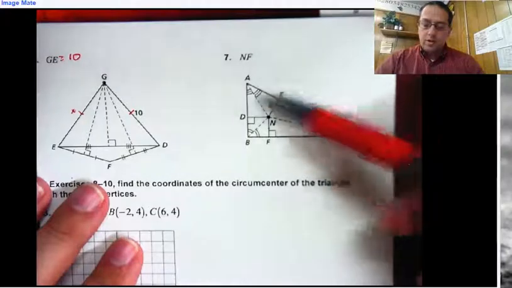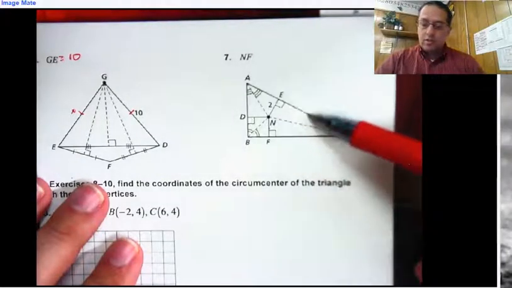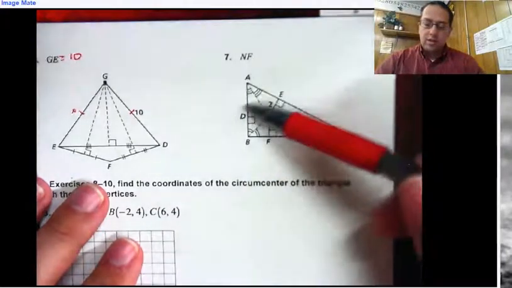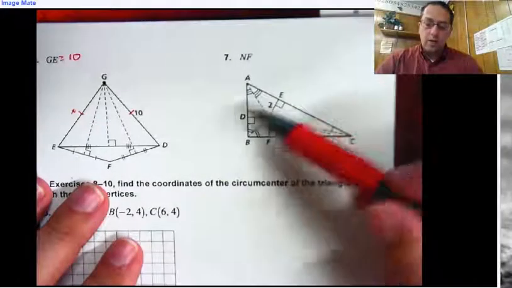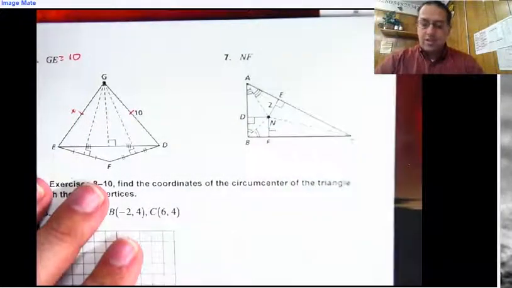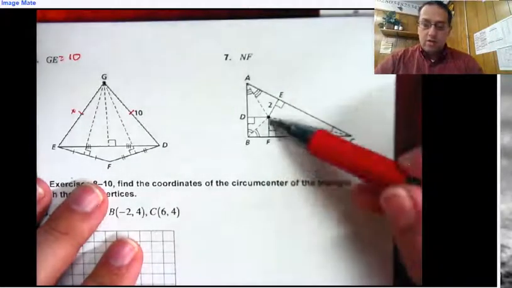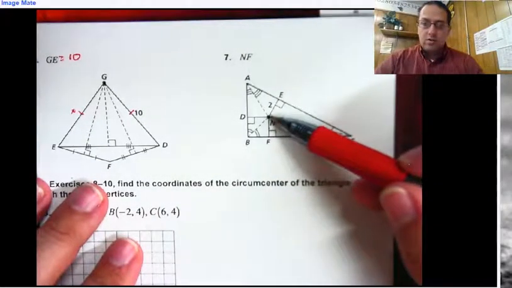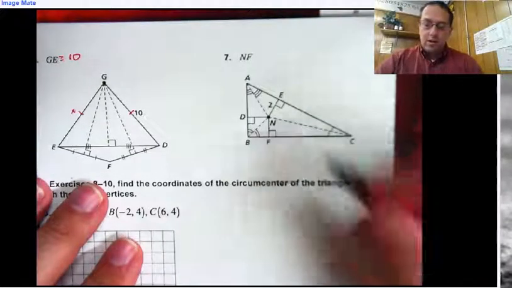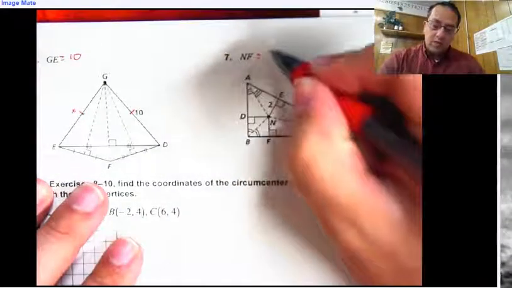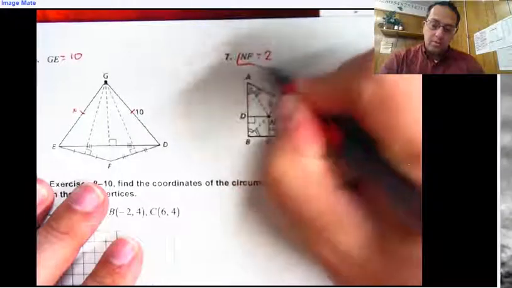Notice these perpendicular lines are not bisectors. Right? This side is not congruent to that piece. None of these are congruent to each other. So, angle bisectors, this is the incenter, which means we are equidistant from the sides. So, segment NF is going to be congruent to segment NE, which means NF is going to equal 2.